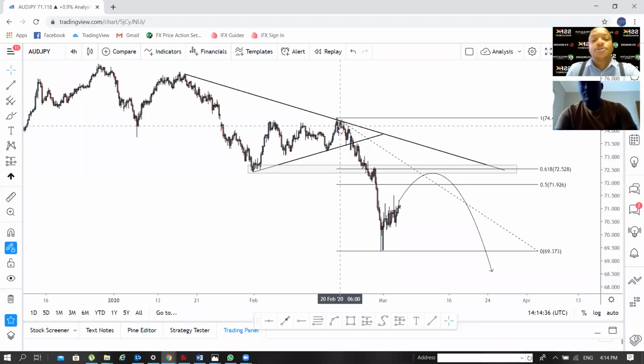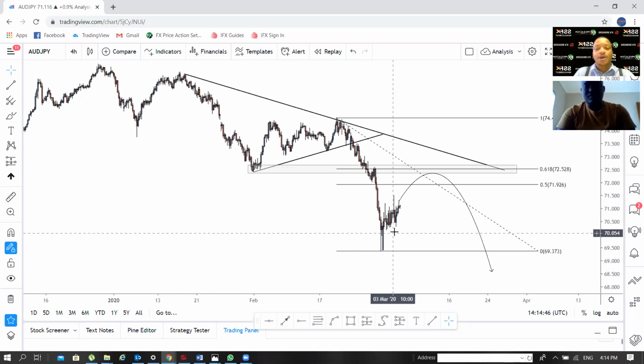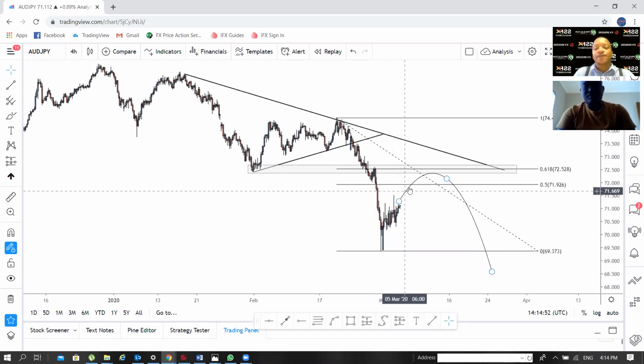Sharp man, let's get to it. Let's take this pair for an example. It's Australian dollar JPY. Let's say for an instant I saw this pattern here. So I know that this pattern here is a bearish flag.